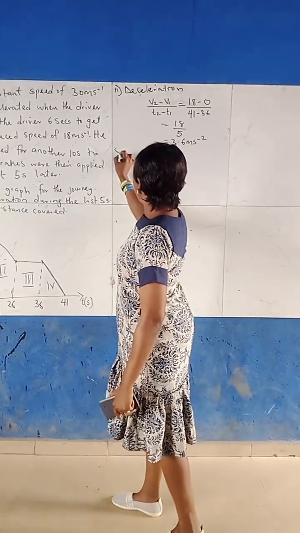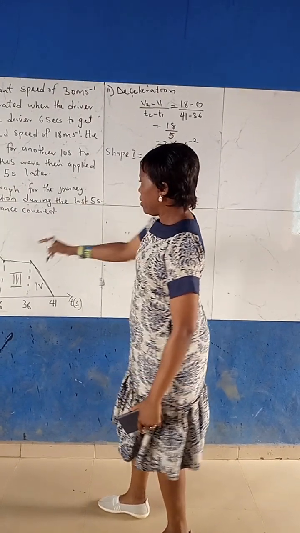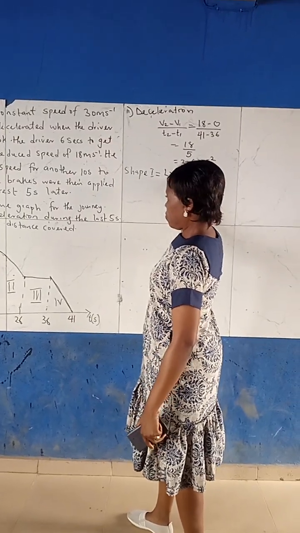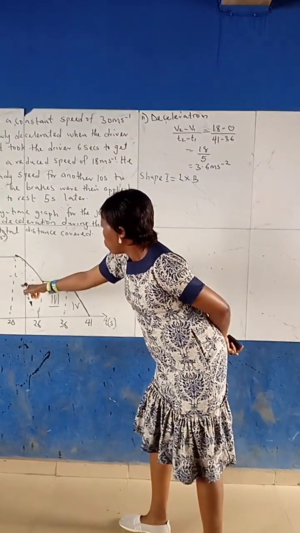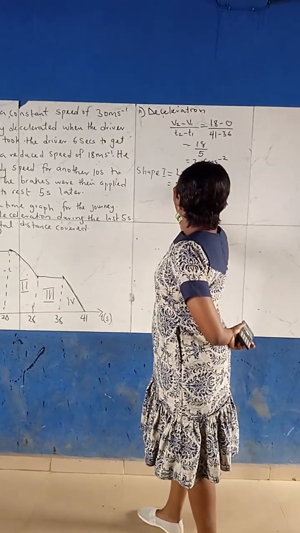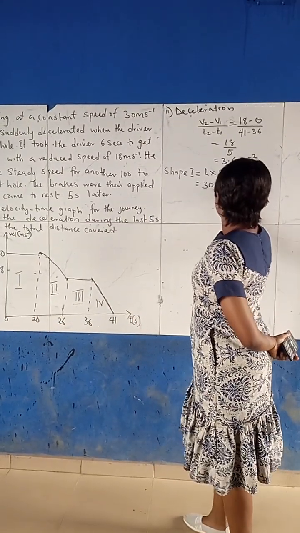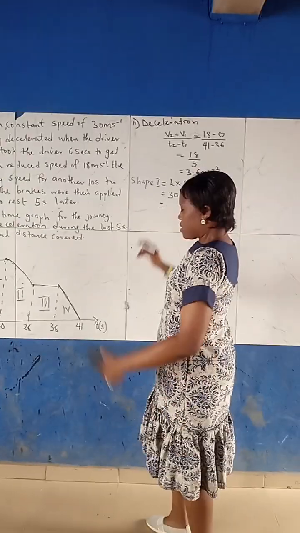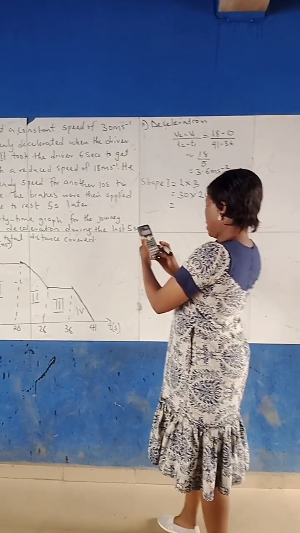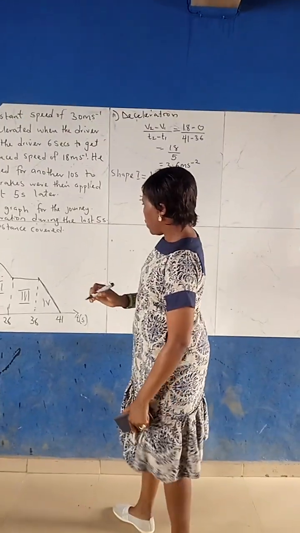Now, shape 1. I have my rectangle, so that will give length times breadth. My length is 30 and my breadth is 20. That will give me 30 multiplied by 20, and that will give me 600. 600 for my shape 1.